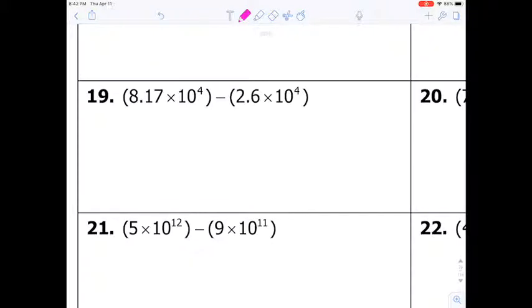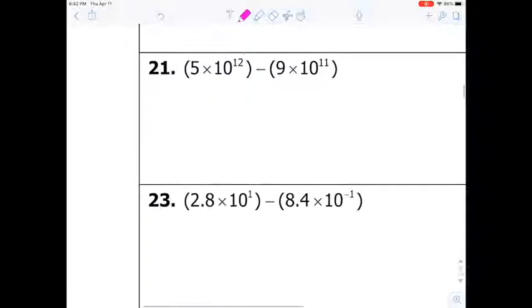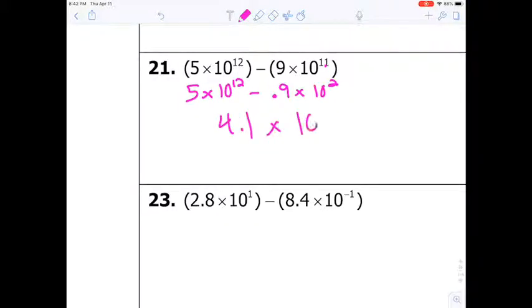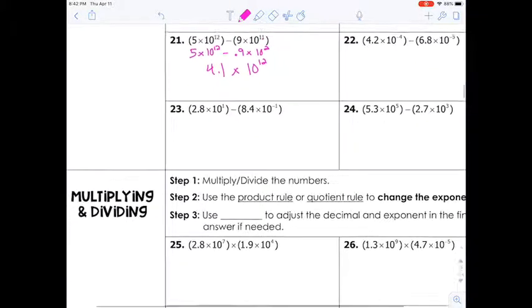So for my subtraction, those are both 10 to the 4th. That's easy. Those are the same. Here we go. Here's one that's different. 21. So if I were to, I just think if I drop this to 11, this would increase to 50 to make it equivalent. If I were to increase this to 12, this would have to drop to 0.9 times 10 to the 12th. And now I have a subtraction problem where I go 5 minus 0.9, and I have 4.1 times 10 to the 12th power, okay? So that should get you through those.